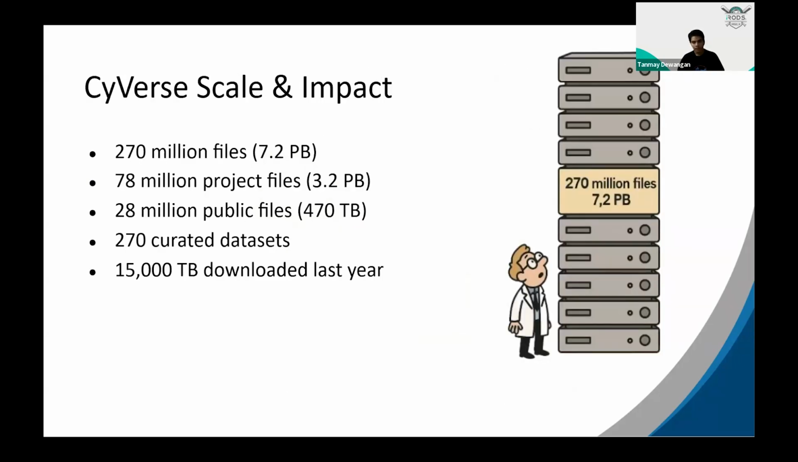So let's look at the scale. The CyVerse data store, which uses iRODS in the backend, is incredibly massive. It contains over 270 million files, which is 7.2 petabytes of data, and it's continuing to grow. And every year, petabytes of data continually move through the system. And furthermore, the diversity of this data is staggering. Everything from genomics to climate science to traffic sensor data and machine learning training sets.